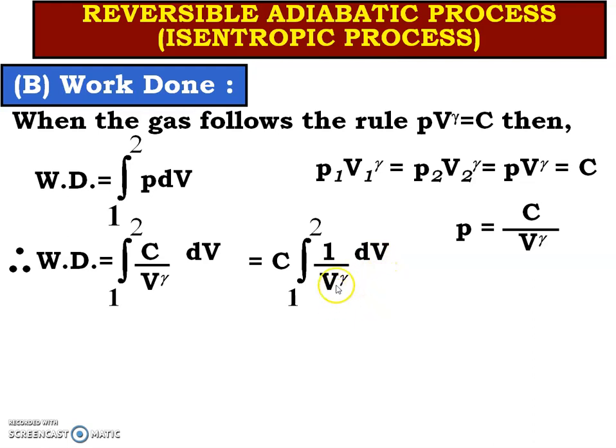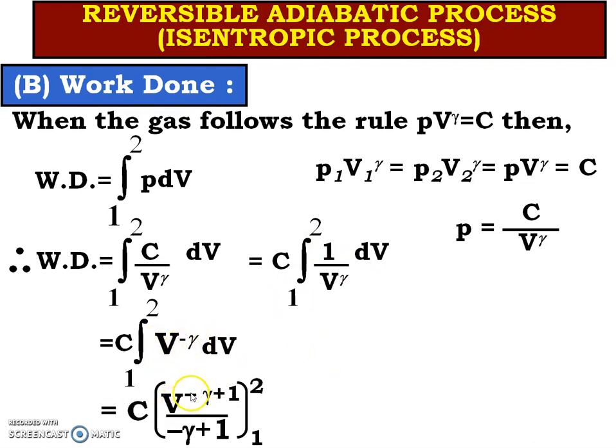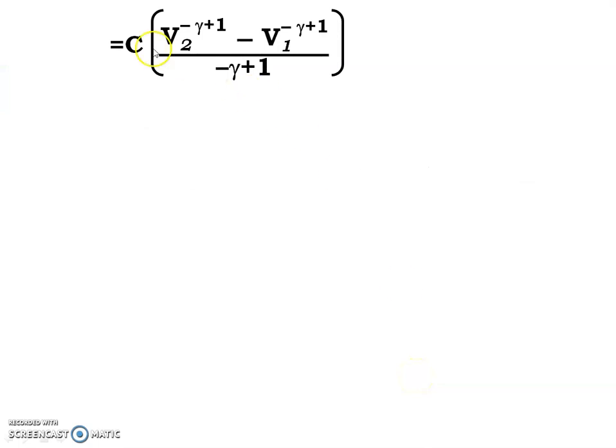Now what is the integration of 1 upon V raised to gamma? Or it is V raised to minus gamma dV. So the answer is V raised to minus gamma plus 1 divided by minus gamma plus 1, from 1 to 2, and that is the integration of the above term. So putting the values of 1 and 2, it is C into bracket V2 raised to minus gamma plus 1 minus V1 raised to minus gamma plus 1, divided by minus gamma plus 1.